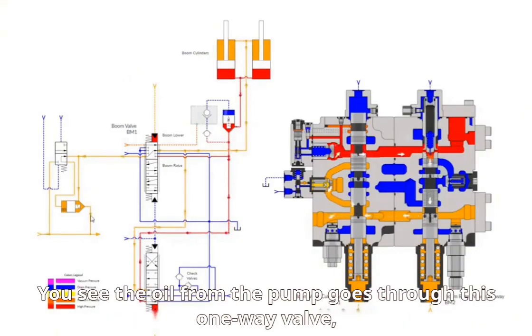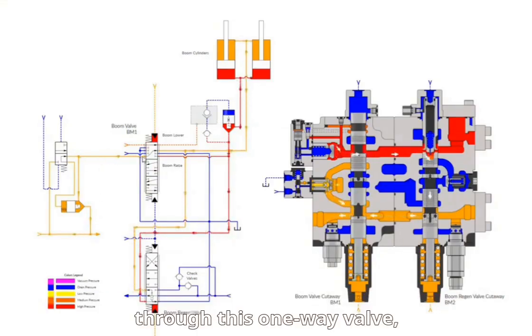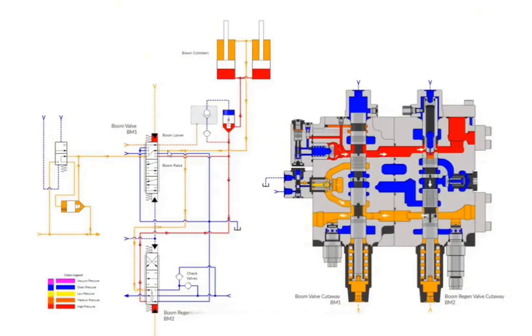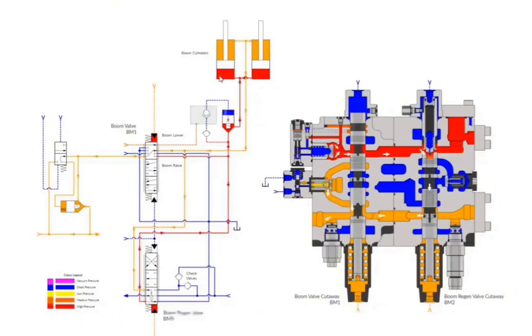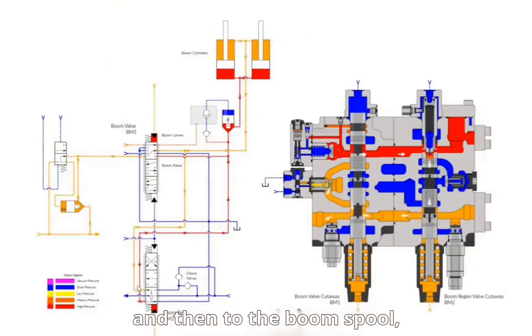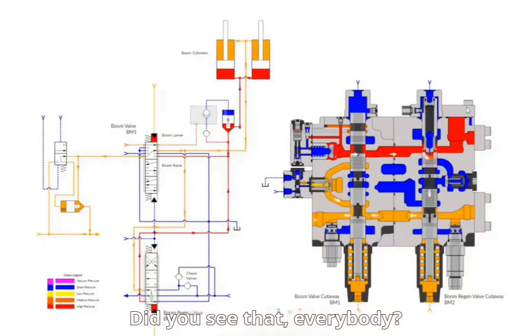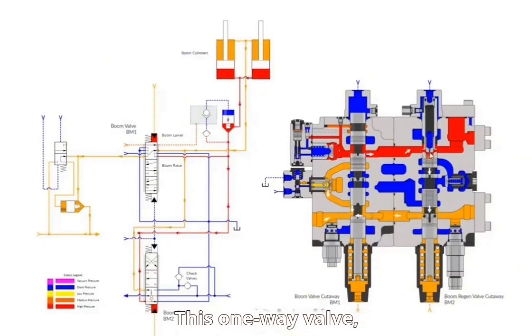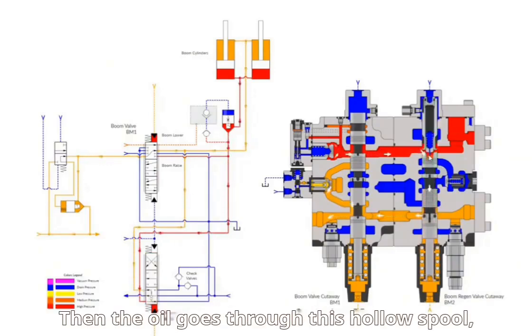You see the oil from the pump goes through this one-way valve, and then to this reversing valve, driving directly to the rod cavity side. The big cavity oil goes through this lockout valve, and then to the boom spool, and then through this regenerative spool inside. It's this one-way valve. Did you see that, everybody? The oil from this check valve pushes this check valve up. Then the oil goes through this hollow spool.